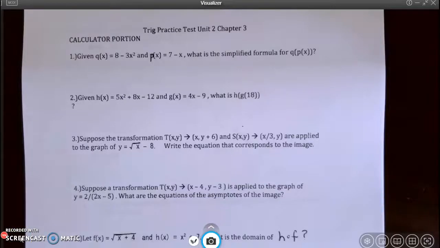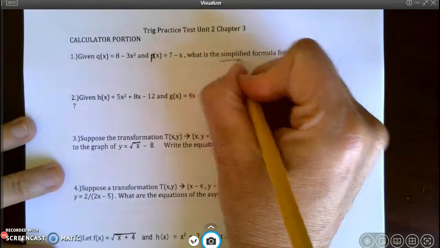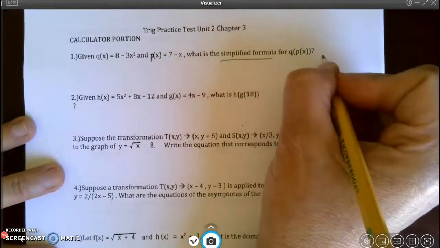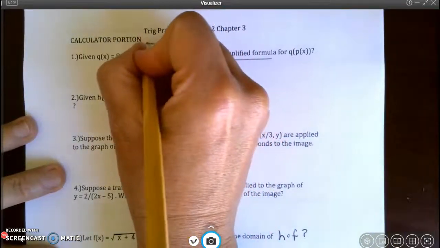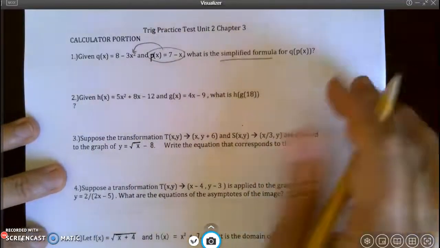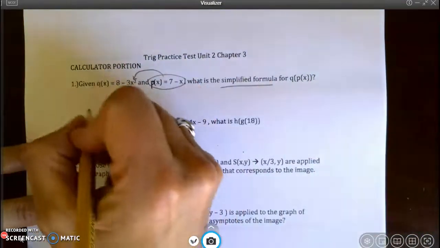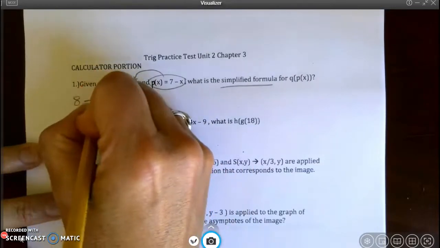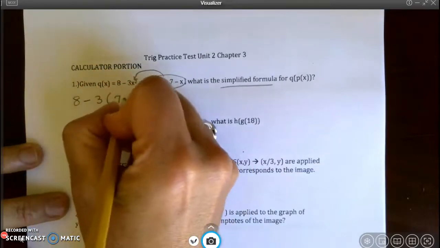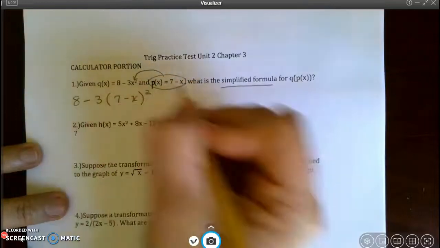So we're still doing Unit 2 review, and now we're looking at the practice test. Our first question gives us two functions and wants the simplified formula for q at p of x, which means we're going to put p of x into the q function. So to get q of p of x, I'm going to take 8 and subtract 3 times 7 minus x squared.